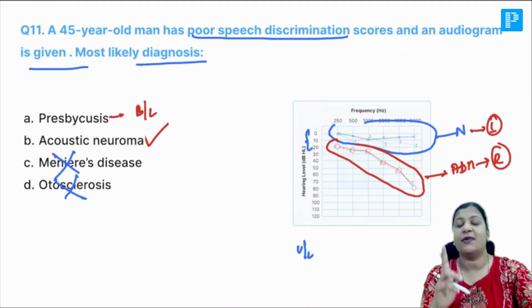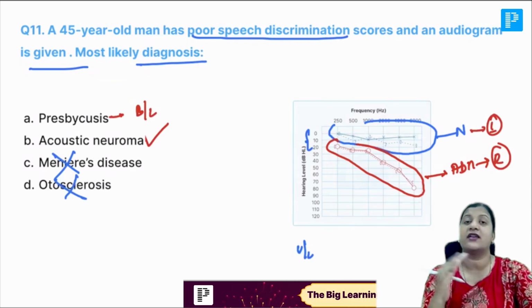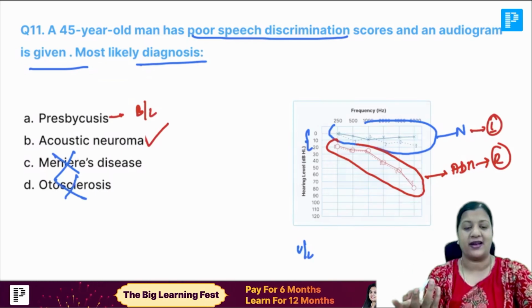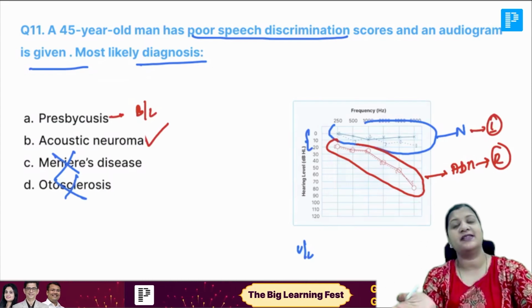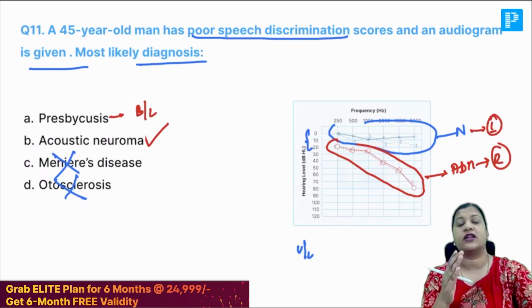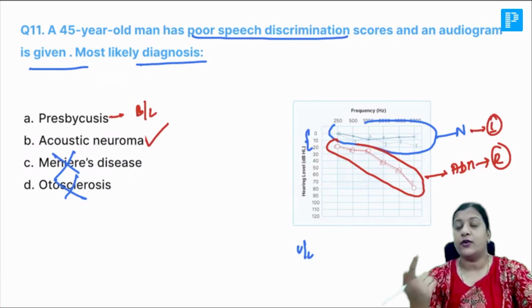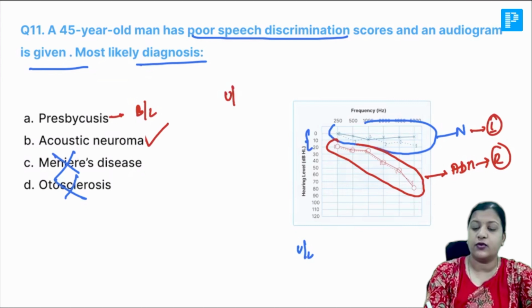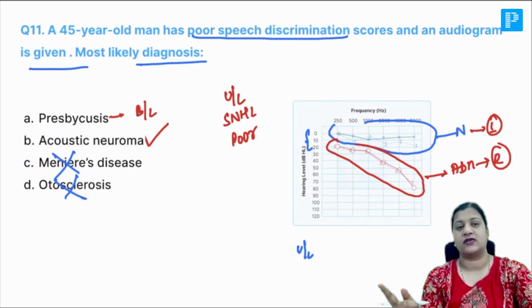So both of them are very close options, but how did we identify it? By identifying which condition is unilateral and which condition is bilateral. So the downsloping can be seen in presbycusis, can be seen in acoustic neuroma also. There is no specific reason for us to tell that only downsloping graph is presbycusis. But the point to take home here is whenever you have unilateral SN loss with poor speech discrimination score, then it is acoustic neuroma over presbycusis.